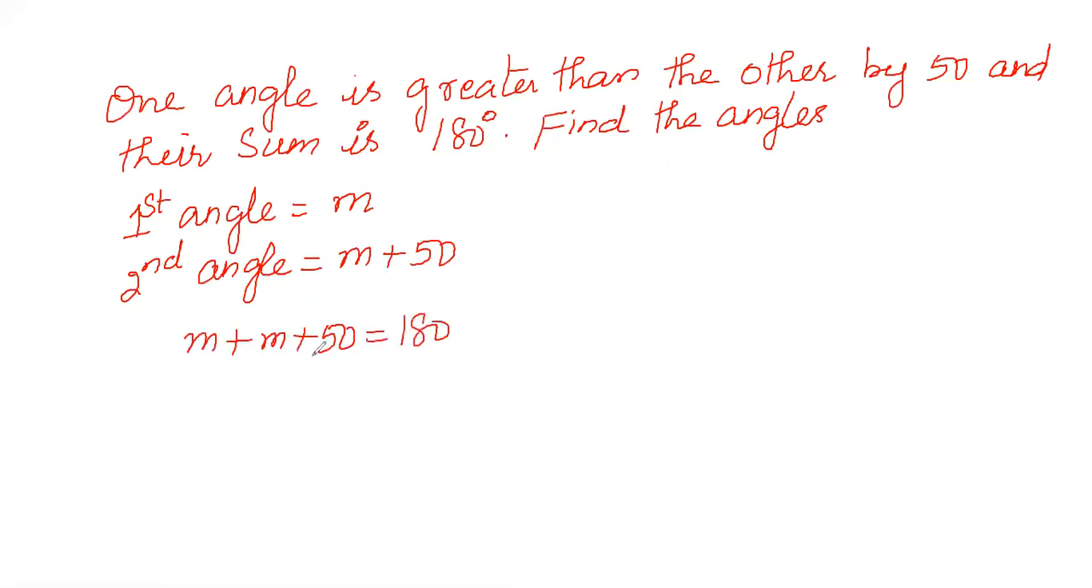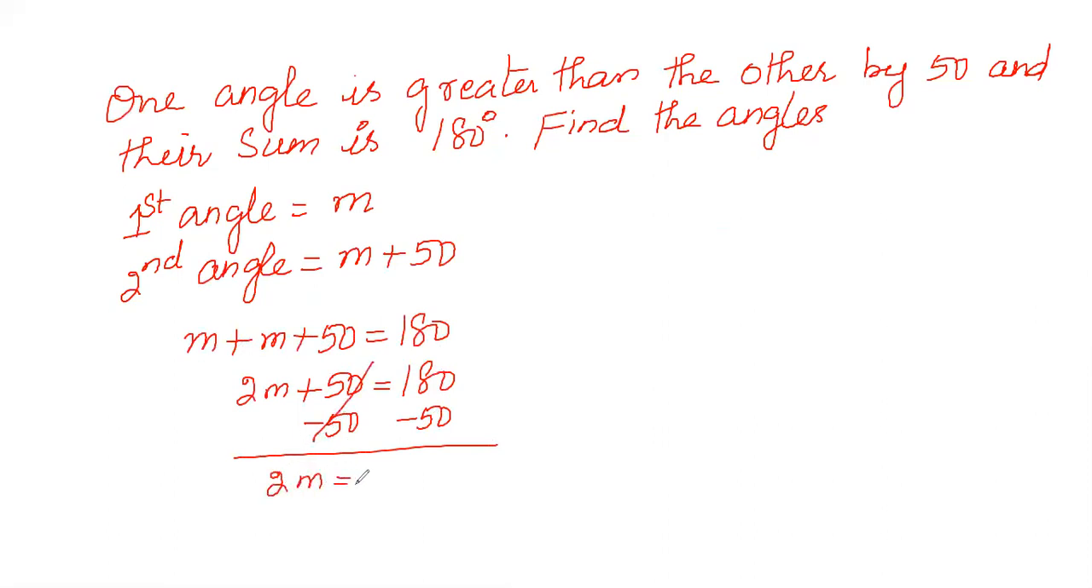You see, you get an equation. So 2m plus 50 is equal to 180 is an equation. So subtract 50 on both sides. Because you know now how to solve the equation, I'm doing the cancellation method. So I cancel the 50 on both sides. So you get 2m is equal to 180 minus 50, that is 130.